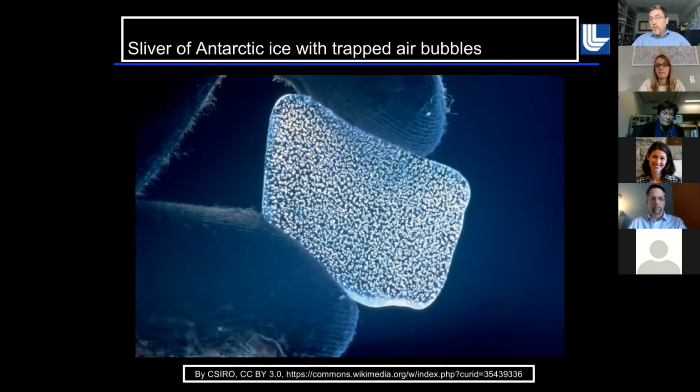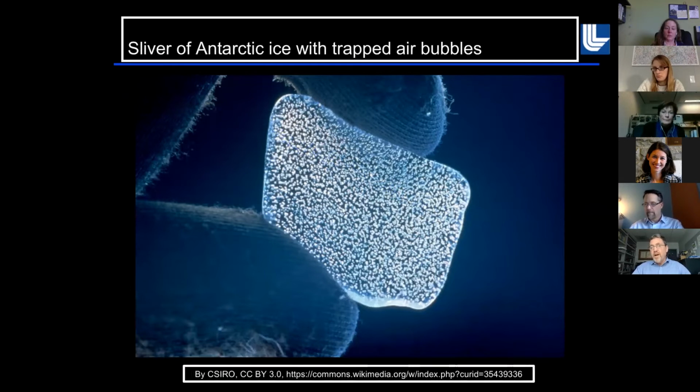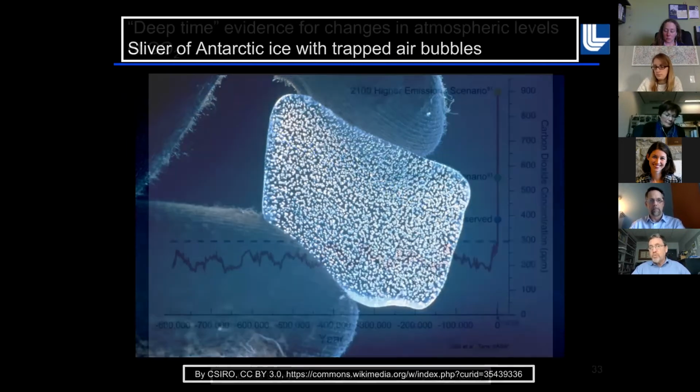We can also go further back in time and look at bubbles of air trapped in ice in Antarctic ice cores and Greenland ice cores. Just some eye candy here showing you what those bubbles look like. Scientists have figured out very clever ways of extracting the air trapped in those bubbles that's been isolated from the atmosphere for thousands or even hundreds of thousands of years. And you can then measure the small concentrations of greenhouse gases in those bubbles and have a natural time machine.